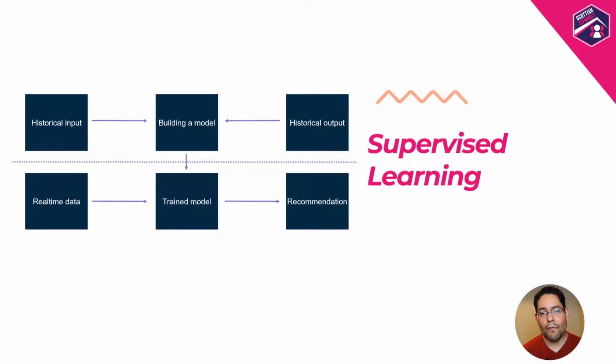So one way of machine learning is called supervised learning. The way that supervised learning works is that you have access to both historical input data and historical output data. Based on these two, you can build a machine learning model. And then you can train this model so that it can take new real-time data and give you back a recommendation or a prediction. And we're actually going to make use of supervised learning in our first demo in a little while.